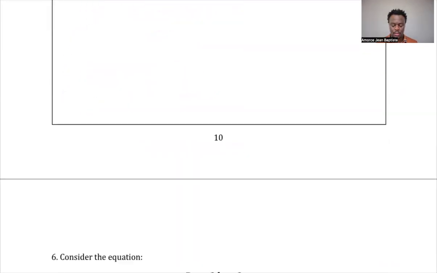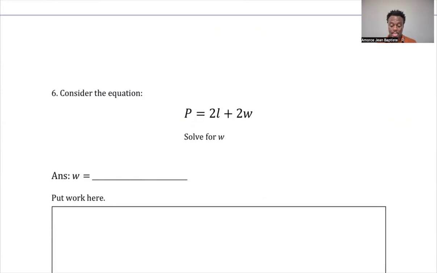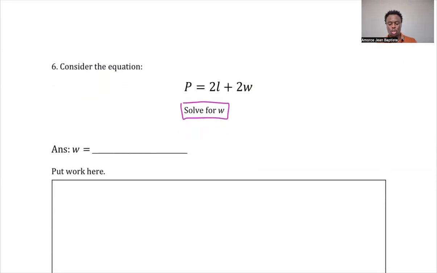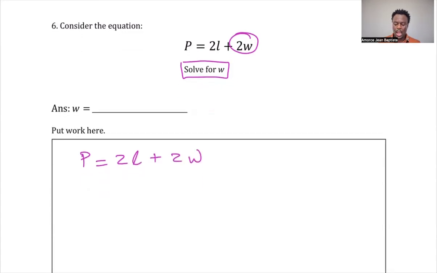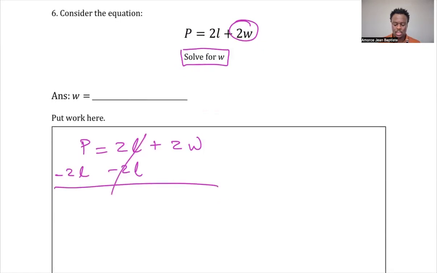Here's another problem similar to 5, but this one may require more steps. Consider this, and they want you to solve for W. I want to keep W by itself on one side of the problem. P equals 2L plus 2W. I want to keep this by itself, so let me subtract 2L on both sides. That cancels, so I have P minus 2L equals 2W.